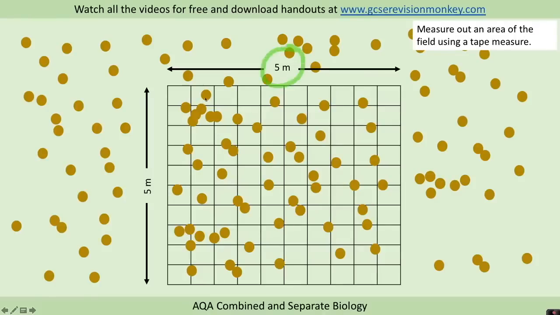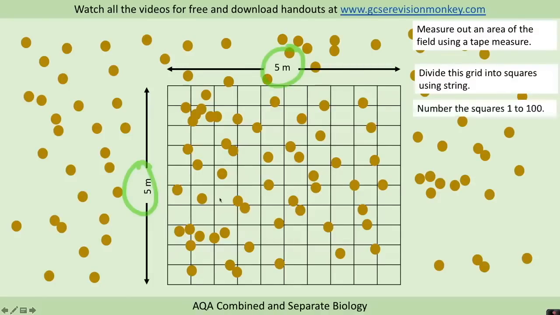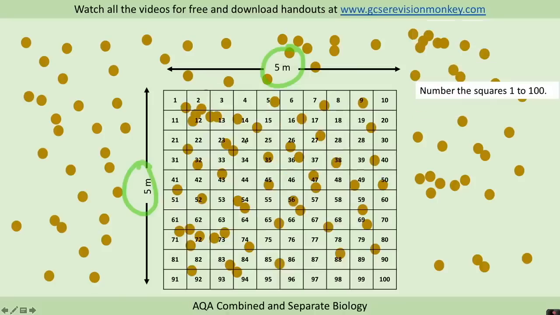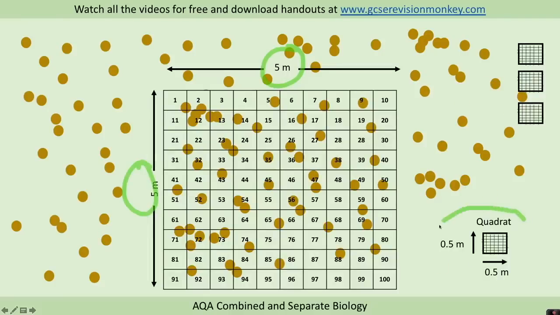So here I've got a 5 metre by 5 metre area, for example. We then divide this grid up into squares using string and number those squares 1 to 100. So our grid might look something like this. Then the most important thing with random sampling is we use a grid called a quadrat. Now the one I'm going to use in this example is a 0.5 metre by 0.5 metre quadrat. In the exam it may well be a different size, but that's absolutely fine.